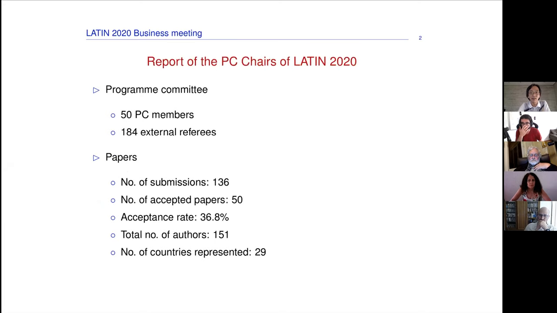Right, so here's the very quick report of the PC chairs. The program committee had 50 members. We had 184 external referees. We produced at least three reports for all the 136 submissions. The PC accepted 50 papers for inclusion in this conference. This gives an acceptance rate of something like 37%, or rounding down, maybe one in three papers. These 50 papers involve 151 authors, and the number of countries represented in the 50 papers is 29.